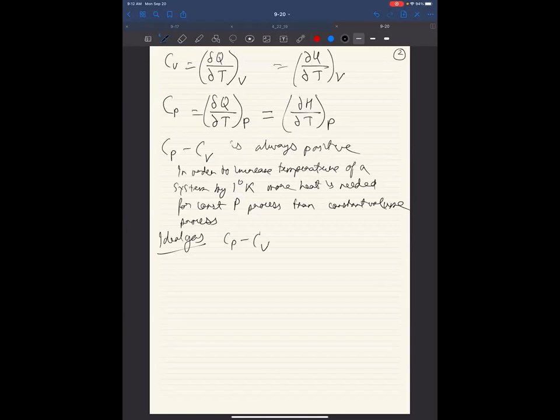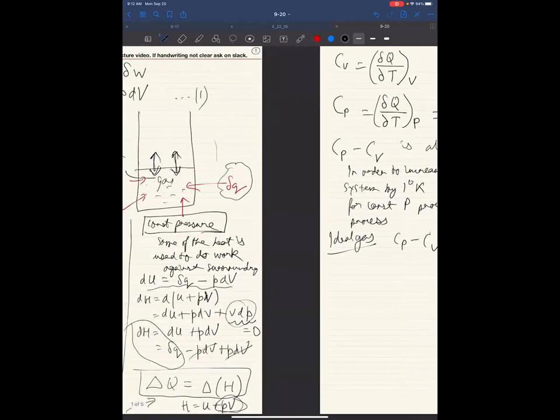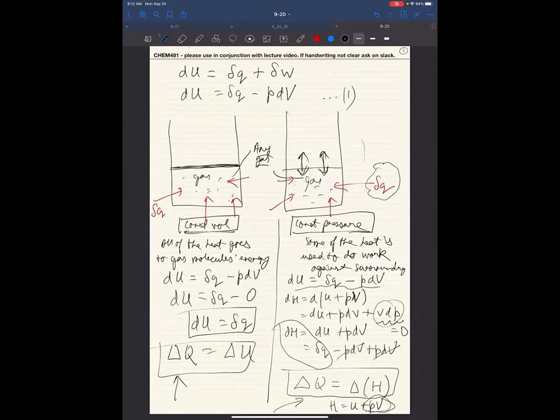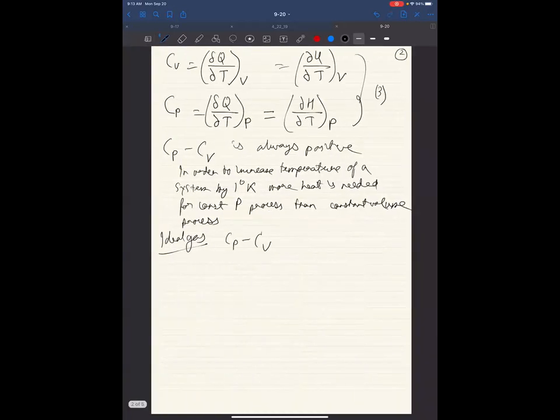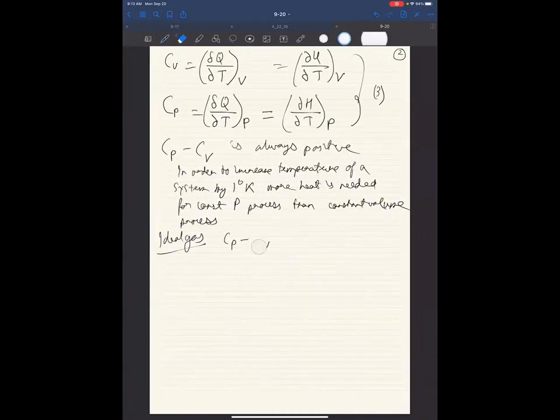So we had, let's call this equation number 3, the relation for Cp and Cv. And let's call this 2A and this 2B. Delta Q is equal to delta U for constant volume is 2A, and delta Q is equal to delta H for constant pressure is 2B. Okay, so Cp minus Cv is, let's use equation 3.